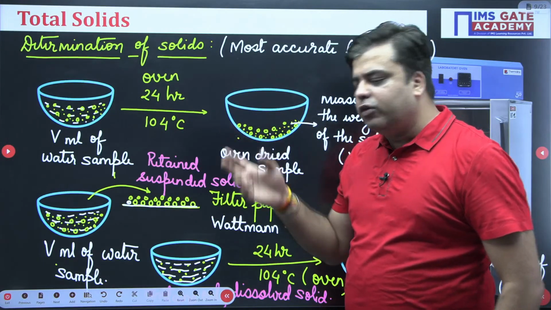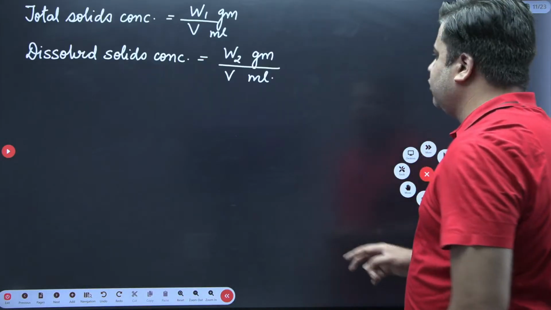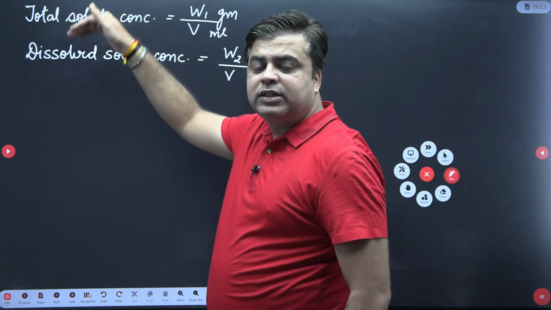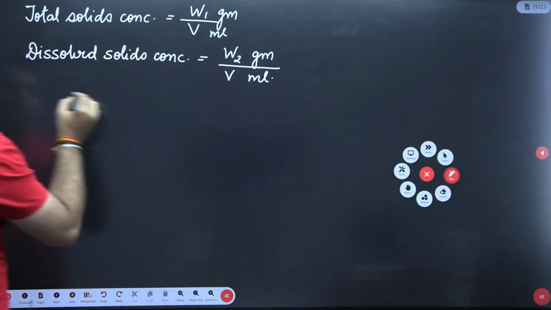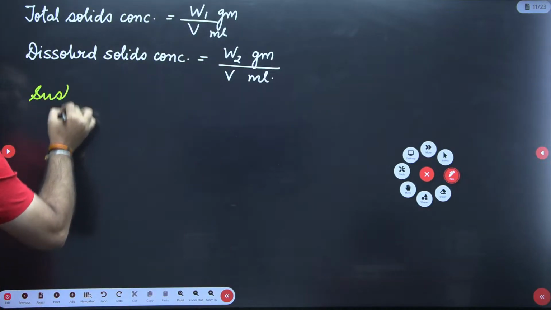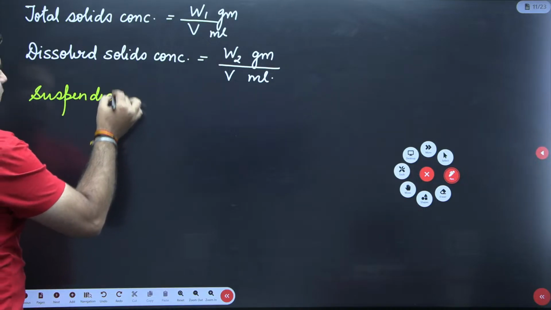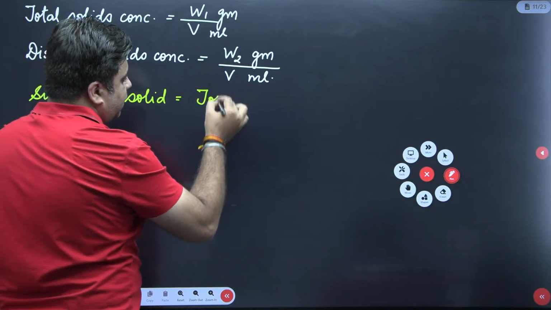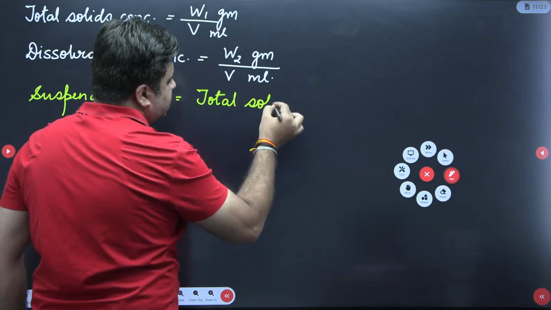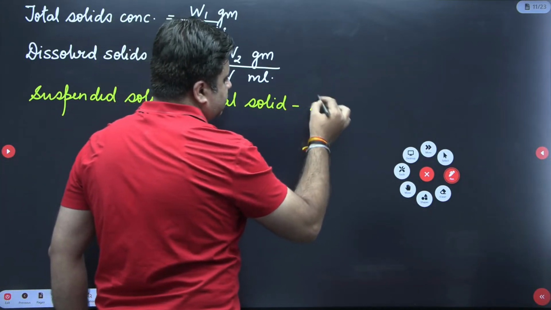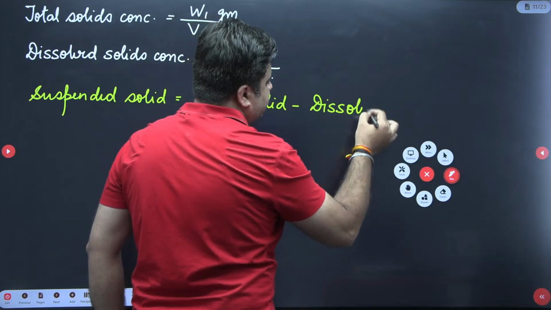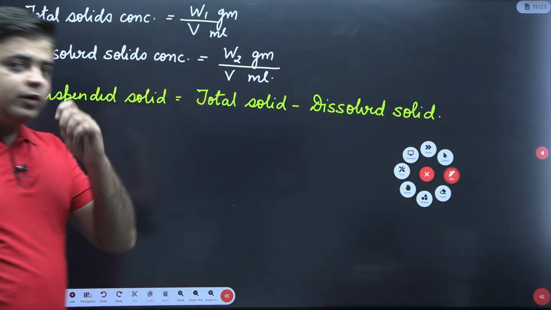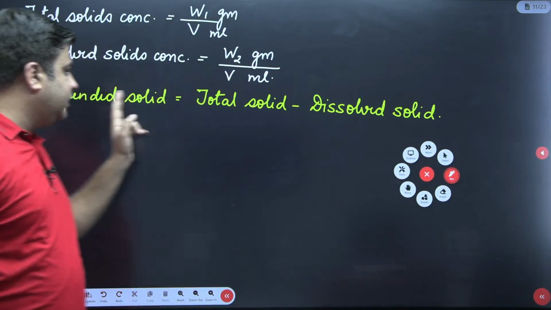On the other hand, we know the concentration of total solids and the concentration of dissolved solids. By subtracting the concentration of dissolved solids from the total solids, I can get the concentration of suspended solids. So suspended solids concentration is total solids minus dissolved solids. We use one basic equation: total solids equals the sum of suspended solids plus dissolved solids, and we calculate the suspended solids.